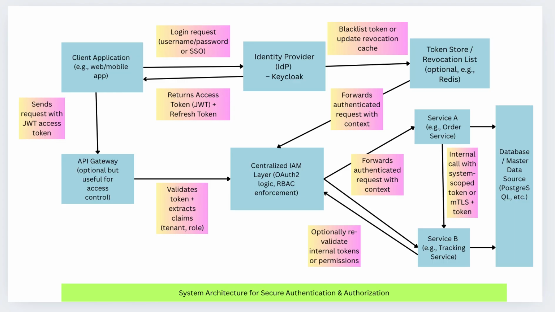Say on user logout or role changes, we can use Redis or a shared cache to maintain a token revocation list that's consulted by our API layer or middleware before accepting a token.